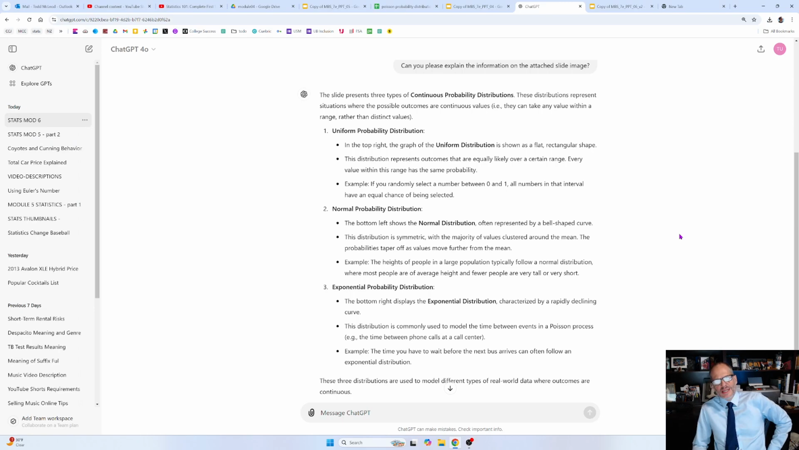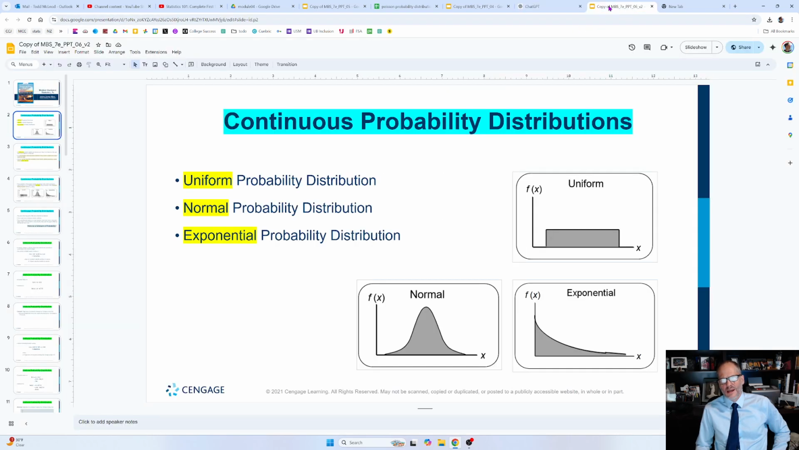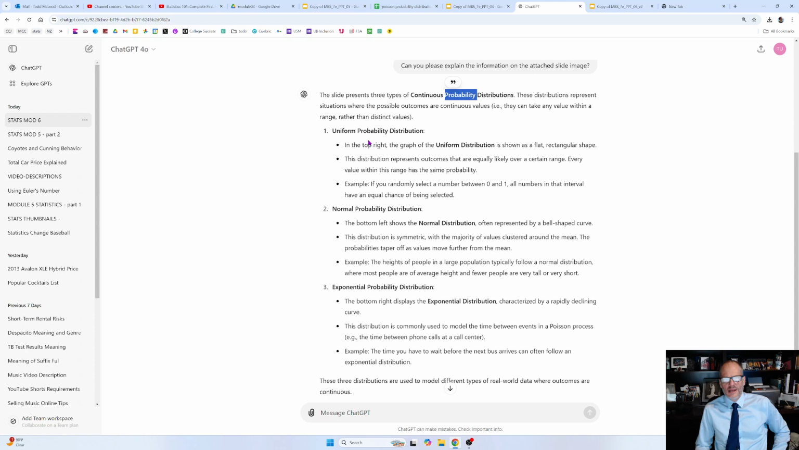The slide presents 3 types of continuous probability distributions. These distributions represent situations where the possible outcomes are continuous values, i.e. they can take on any value within a range rather than distinct values. And again, this is a distribution of the probability of finding some amount in a certain range, right? They can take any value within a range rather than distinct values.